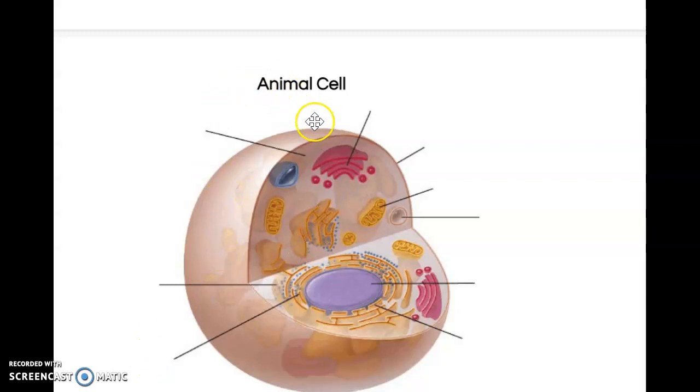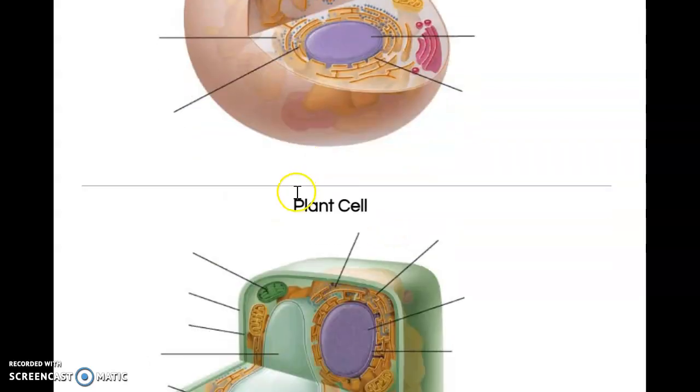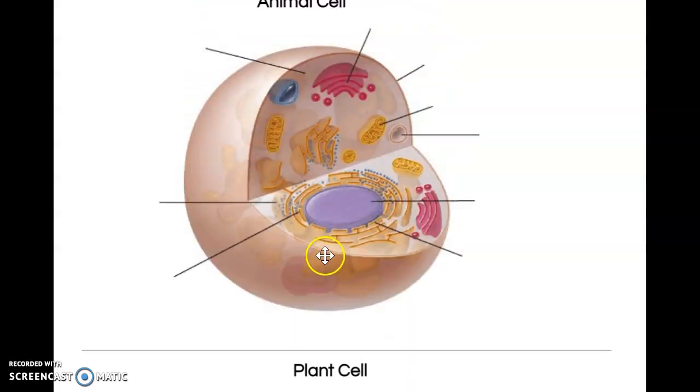So here we have an animal cell, and if we scroll down, we have a plant cell right here. There's some obvious difference other than the color, but for the most part, an animal cell and a plant cell are very much the same. Okay, really, there's two differences between a plant cell and an animal cell.